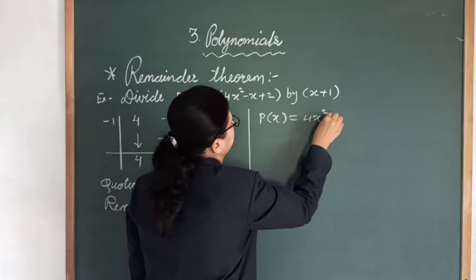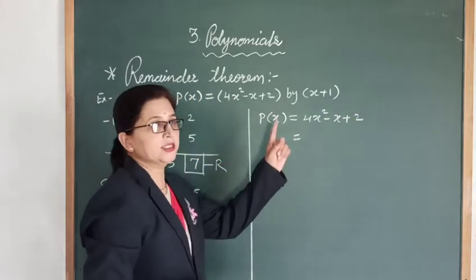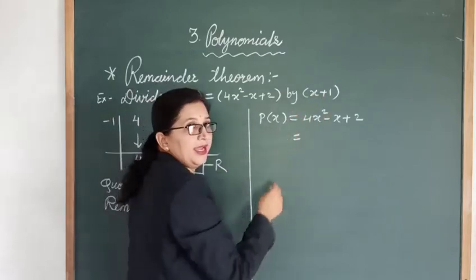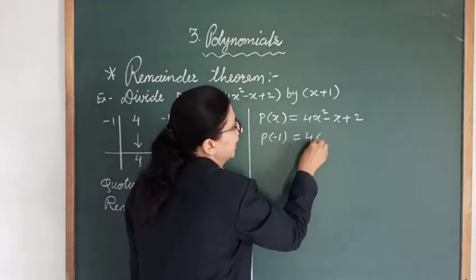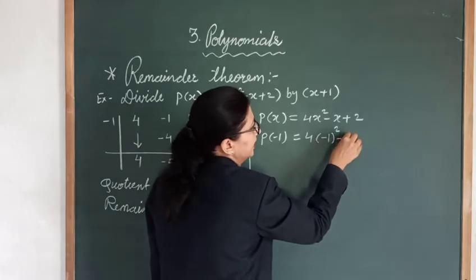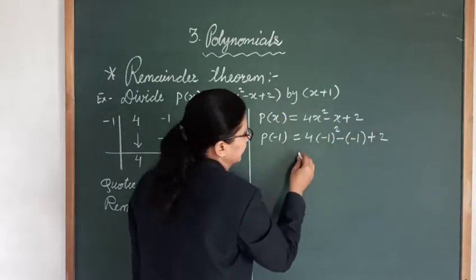4x square minus x plus 2. Now here x plus 1 is there, so we'll put the value of x as negative 1. So here 4 in bracket negative 1 square minus x, that is negative 1, plus 2.